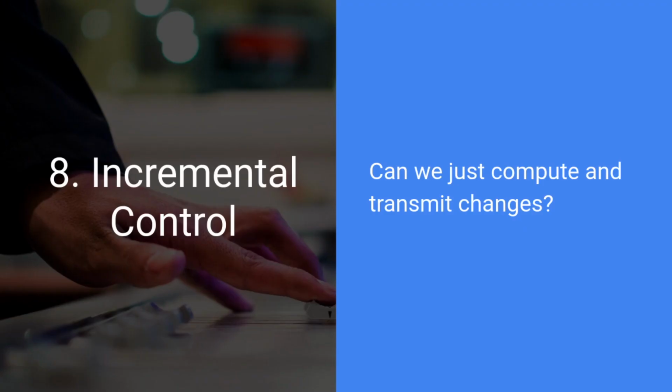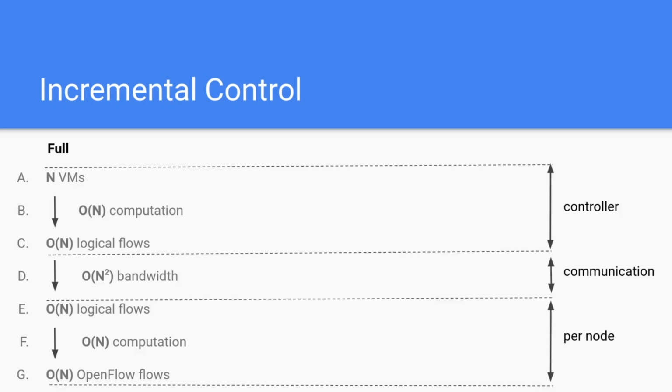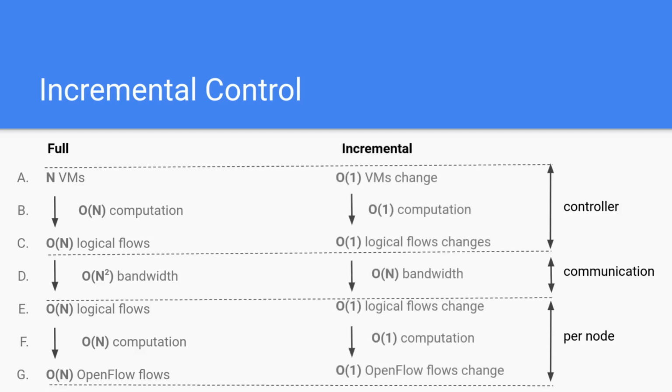And then finally, let's talk about incremental control. And this is what this talk is really about. So so far we've been assuming that we need to send the full set of policy data to everyone basically all the time when things change. But if instead, when we have a small change to our VMs, we do a small amount of computation, and that changes a small number of logical flows, and then we just send that change to each of the nodes.